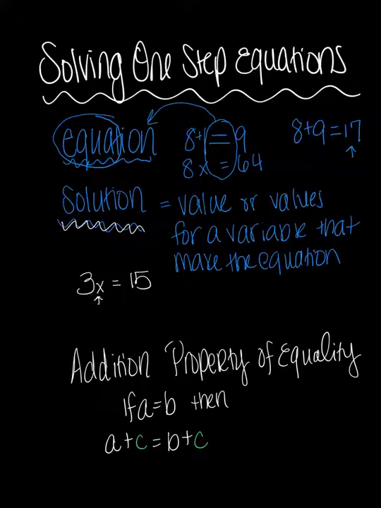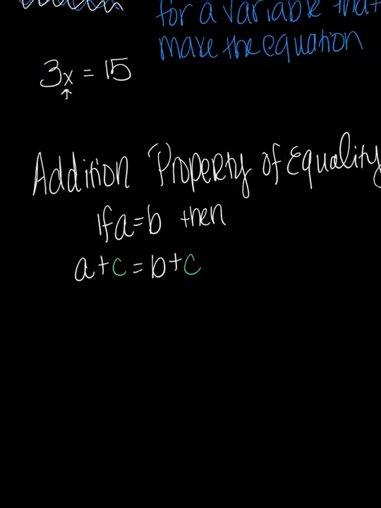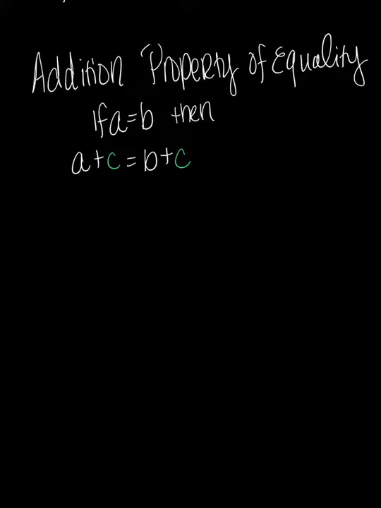Let's look at the addition property of equality. Down here, this guy. All right, according to the addition property of equality, if A equals B, then I can add the same thing to A, in this case C, that I also add to this side of the equation, to B, and it's going to be true.